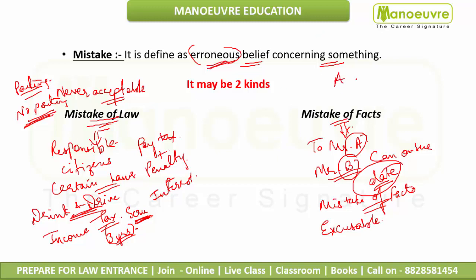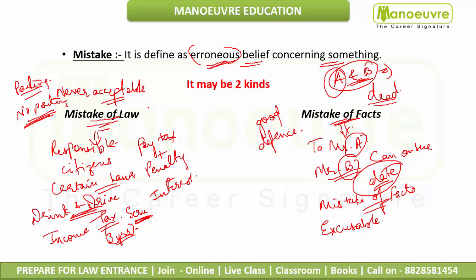Okay, if A and B are dealing about the horse, correct? But while they were dealing, A, the owner of the horse, does not know that the horse is dead. So if he is dealing, later on he can plead it is a mistake of facts. Mistake of facts is always a good defense, whereas the mistake of law is never a defense, guys.